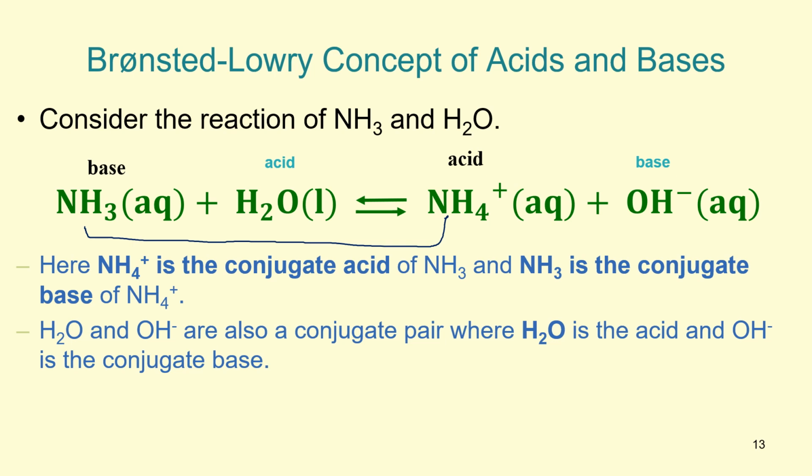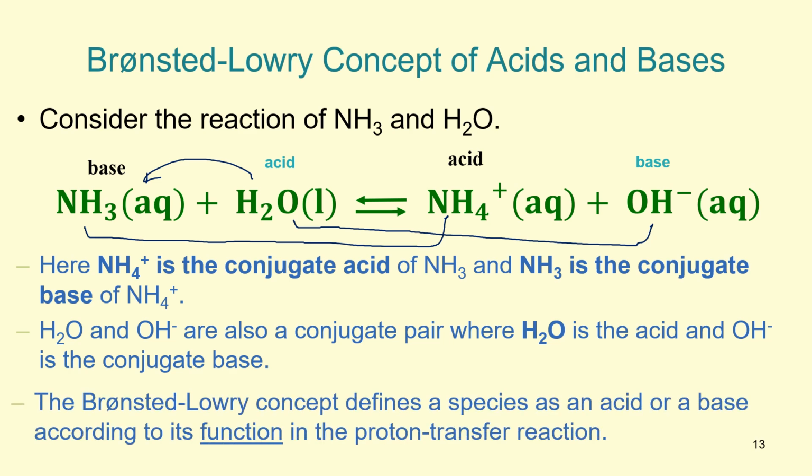So notice you always have to have an acid and a base on each side, and the conjugates differ only by the H+, because the H+ has moved from here to here, and in the process NH4+ has gained the H+, and H2O has lost it to become OH-.